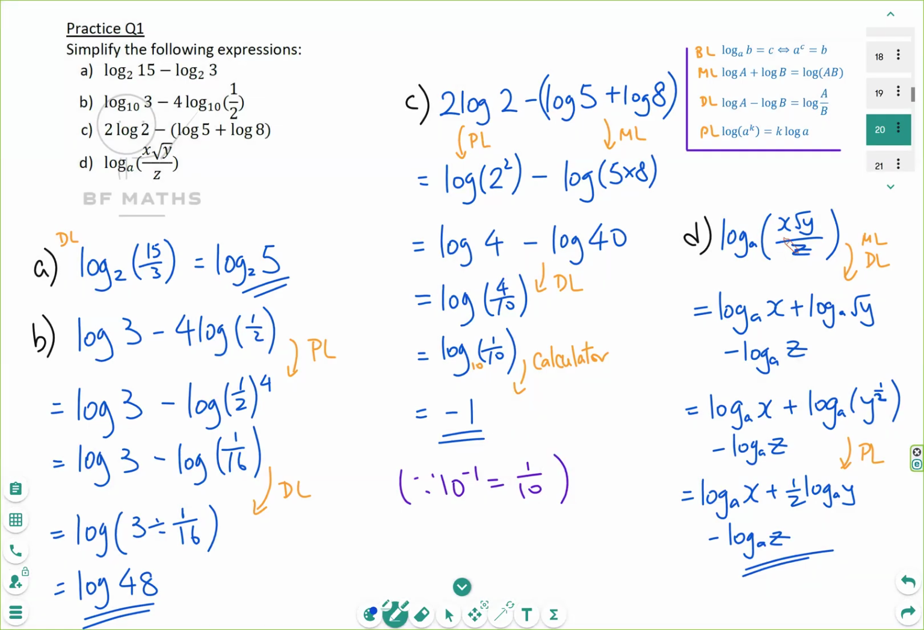Question D, and this is just algebra. We have a base a, so we have to keep writing it. So I use the multiplication law and the division law at the same time. So log x plus log root y minus log z, because z is the denominator. Root y could be written as y to the power of a half. So I bring the power of a half in the front using power law. And that's it for the lesson.